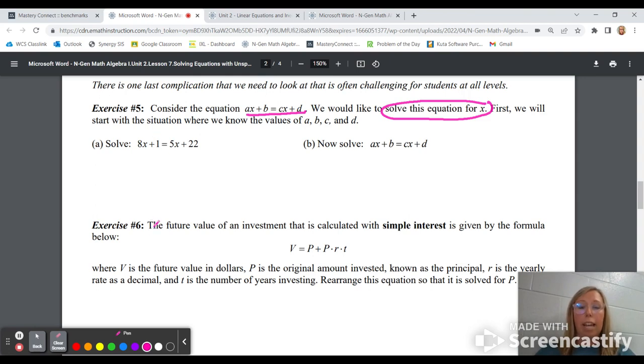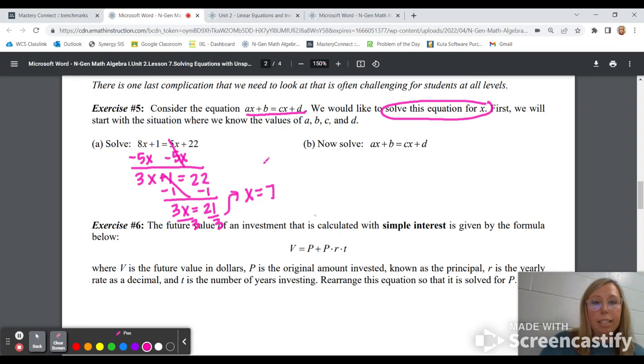So let me go ahead and solve A and review those steps. All right, so looking at the steps that were used to solve A, you have to get the x's that are on the two different sides of the equal sign combined together. So I did that by subtracting 5x. Then, of course, you need to move the constant to the other side. So I subtracted 1. That gives us 3x equals 21. And then the last step is to get rid of that coefficient. So divide by 3 and x equals 7.